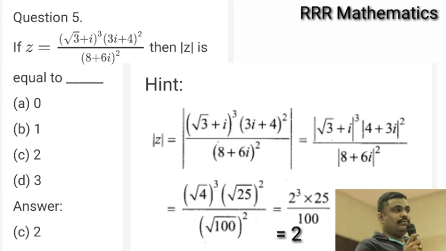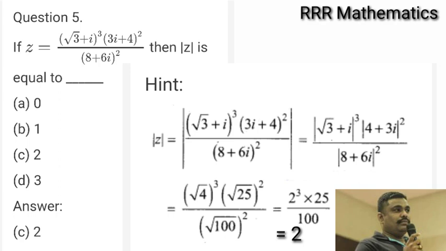Root 3 plus i modulus will be square root of 4, whole cube. Modulus of 4 plus 3i will be square root of 4 square plus 3 square, that is 25, root 25 whole square. Modulus of 8 plus 6i is root of 64 plus 36, that is 100. Therefore, root 100 whole square.